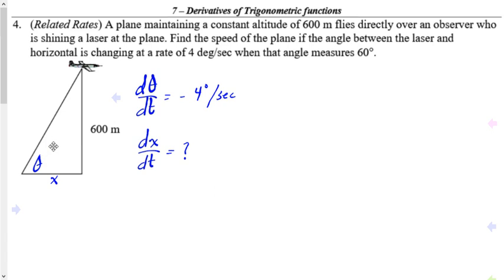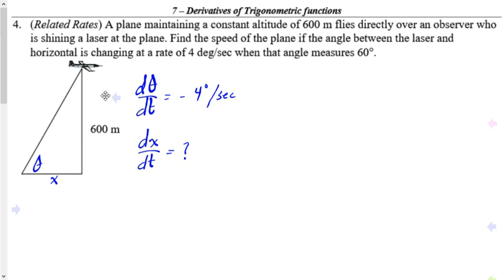So if we think about this happening, as the plane flies in this direction, this horizontal distance is going to be increasing. So I expect that this will be a positive value when I solve for dx/dt, that's going to be the speed of the plane. The plane is traveling horizontally. How fast is this horizontal distance changing? That's the speed of the plane.